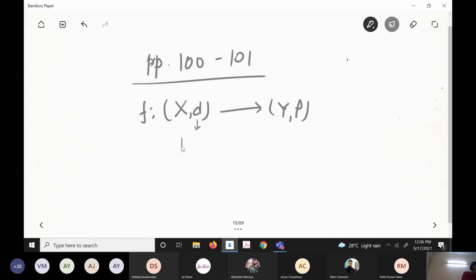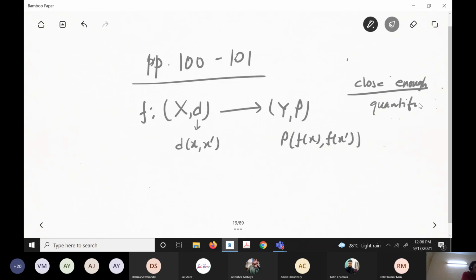That means if the points are close enough, suppose x and x prime, then the corresponding points should be close enough. Now close enough is the big word that we will have to quantify. Close enough is a vague word. When you put it in mathematical language, there is no confusion and everybody will understand the same thing. But if you just put it in words, different people may interpret differently. So that is why we have to quantify.